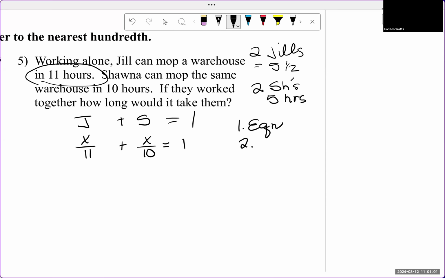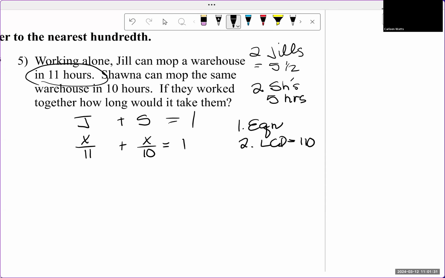Step 2, I need to figure out the least common denominator. Now, think of the factors of 11 and the factors of 10. Do they have anything in common? Just 1, right? Nothing in common. So I'm just going to multiply them together. 11 times 10 is 110.